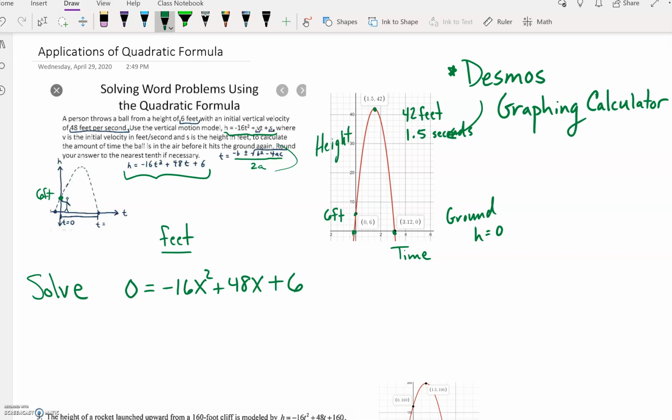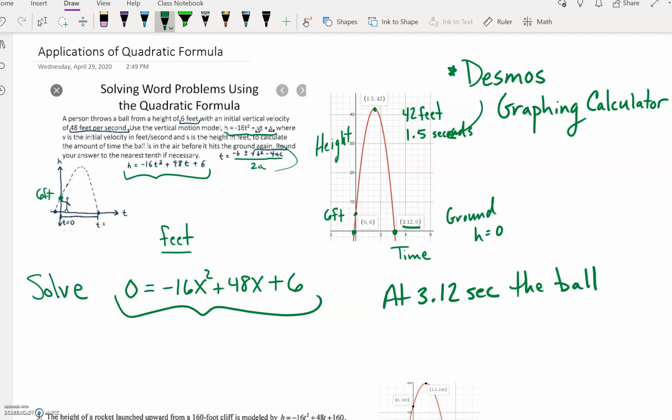So this is the quadratic you're solving. The answers that you are getting are going to be where it crosses the x-axis. So you can see this time right here is given. So we know that the ball hits the ground at time equals 3.12 seconds. Okay. The ball hits the ground.